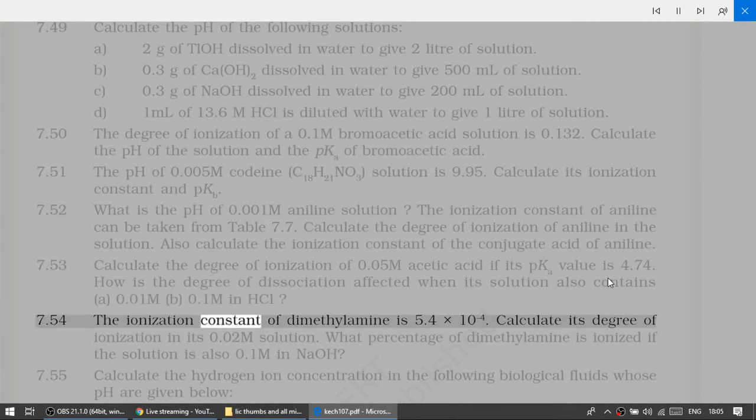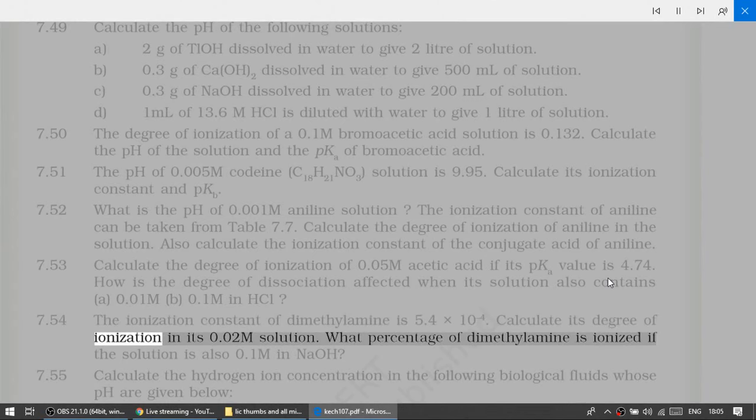7.54 The ionization constant of dimethylamine is 5.4 times 10⁻⁴. Calculate its degree of ionization in its 0.02 M solution. What percentage of dimethylamine is ionized if the solution is also 0.1 M in NaOH?